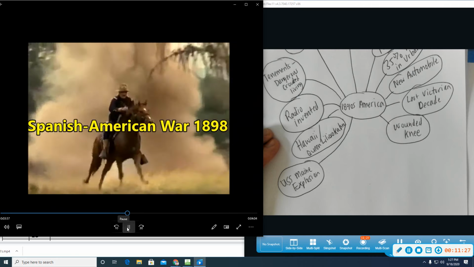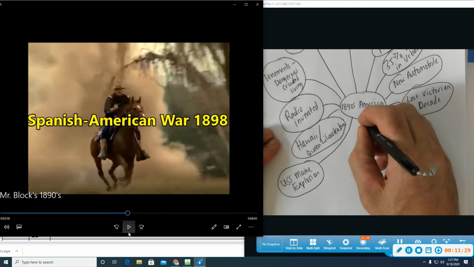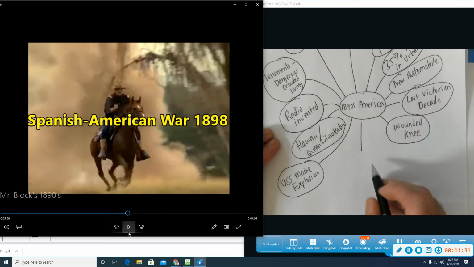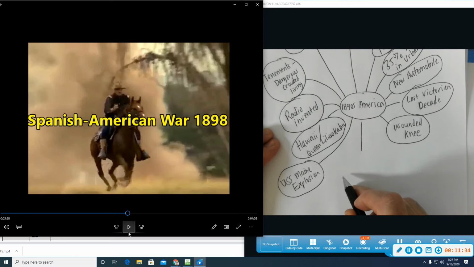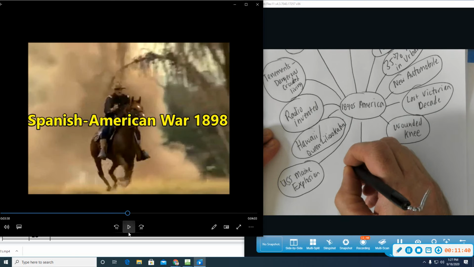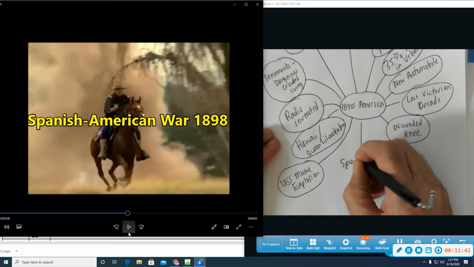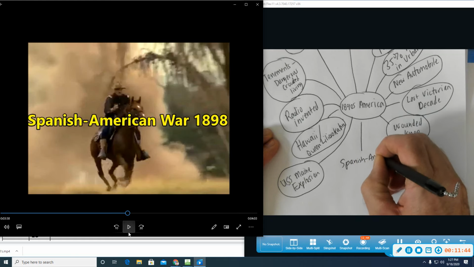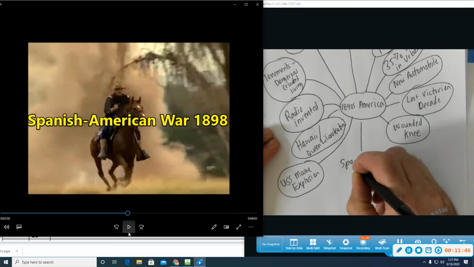What is it? Put it down. Now this one here, make it a bubble that you're going to put bubbles on, because sometimes you can attach bubbles to bubbles that are related to it, okay? Which of course the USS Maine's related to it too, so we're going to draw a line to it. So Spanish-American War, we're going to learn about.